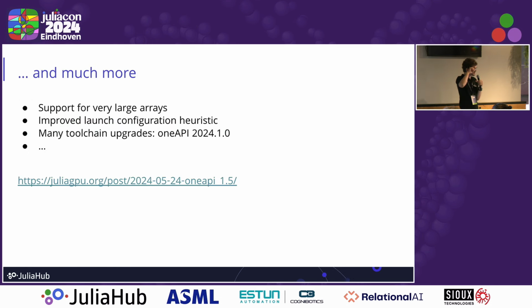And again, there've been many more features. Brief highlights: we support very large arrays now, which of course matters to people deploying on supercomputers. The launch heuristic has improved and should improve performance across the board. And we've been continuously upgrading toolchain support, currently using oneAPI base kit 2024.1.0. And again, there's been a blog post and there'll be more next year. So subscribe if you're interested.